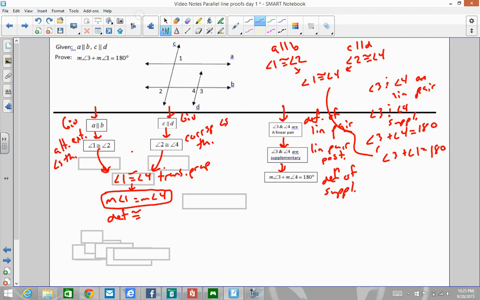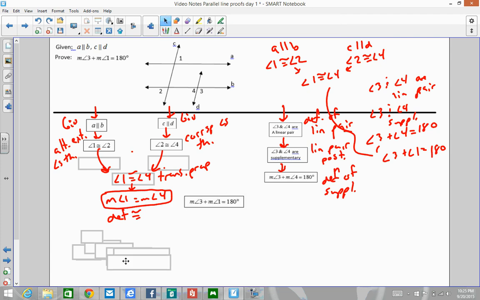And so then finally I connect this one here. So I got this one and this one connect because I want to take out that angle 4 and replace it with angle 1. And so this is substitution property. All right, list those things that can help you build your proof and look for connections.